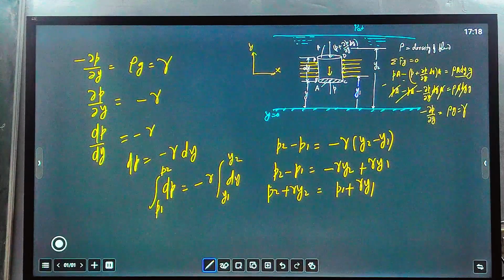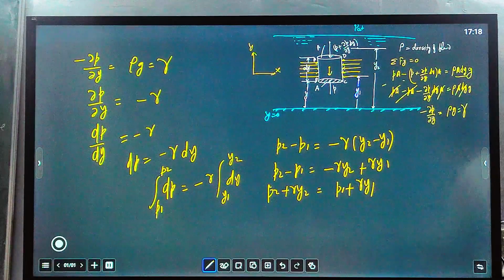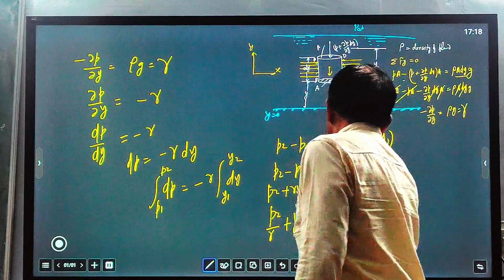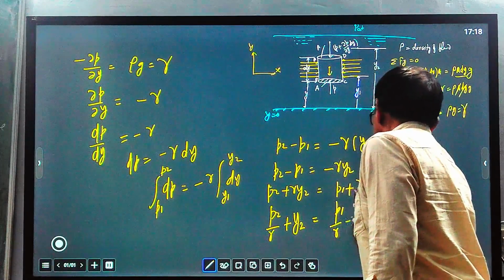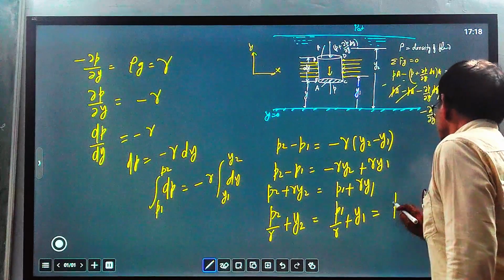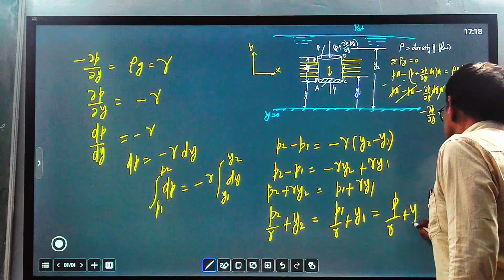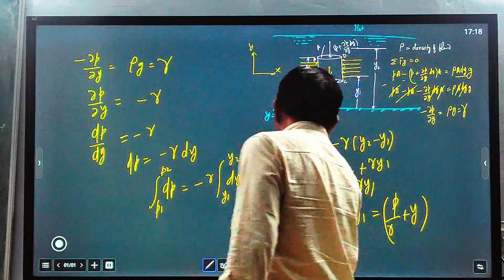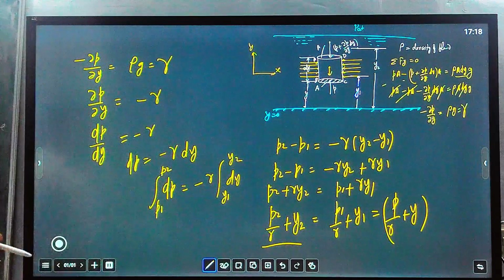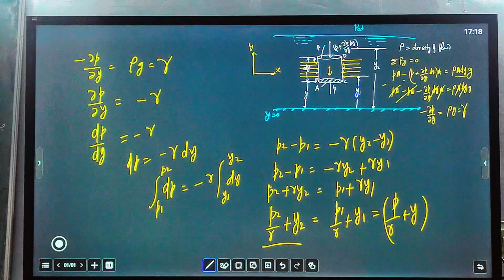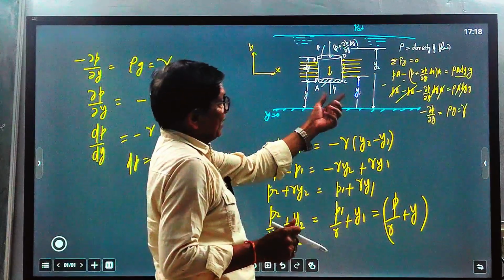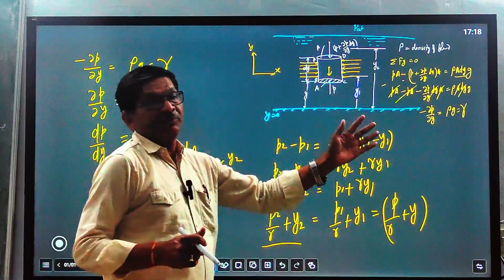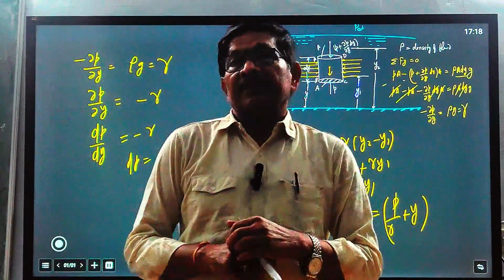Dividing the whole equation by gamma, P2 upon gamma plus y2 equal to P1 upon gamma plus y1. Or you can say P upon gamma plus y equal to a constant. This is known as the piezometric head. So the piezometric head remains constant at every point of the fluid. At any point, P1 upon gamma plus y1 remains constant everywhere in the fluid. This is a property of the fluid, that the piezometric head remains constant.